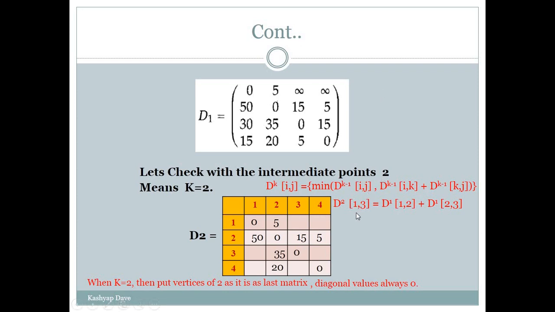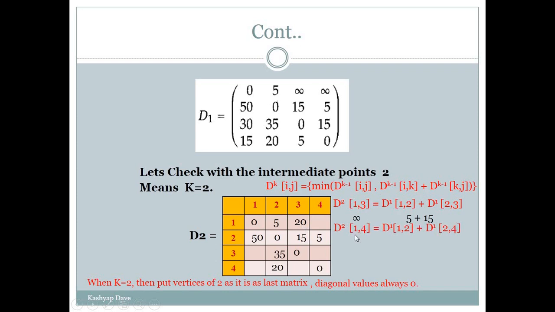Okay, so our previous distance from 1 to 3 is infinity, and the distance between 1 and 2 is 5 plus the distance between 2 and 3, which is 15. So in that case 20 is the minimum. Why? Because the previous value is infinity, so 20 is the minimum, so we will put our shortest path 20 here.